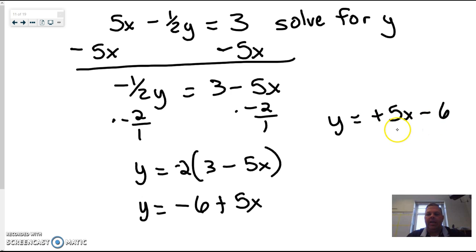I like to have the x first and the constant, or the number, second. We will use that later in math when we are graphing equations.